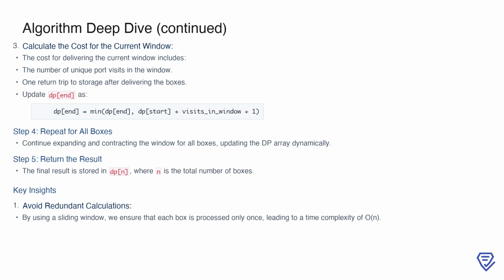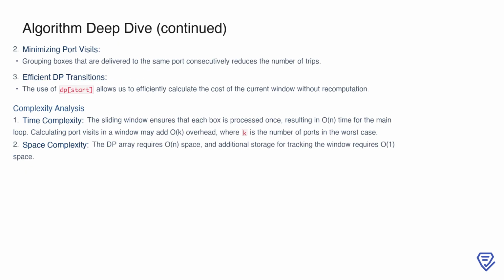At the end of this iterative process, the dp array will contain the minimum trips required for any number of boxes, and the result for the entire problem will be stored in dp[n], where n is the total number of boxes to deliver. The efficiency of the solution lies in its ability to avoid redundant calculations. By using a sliding window, we ensure that each box is processed only once, leading to a time complexity of O(n) for the main loop. This is because the window expands and contracts dynamically without revisiting boxes unnecessarily.